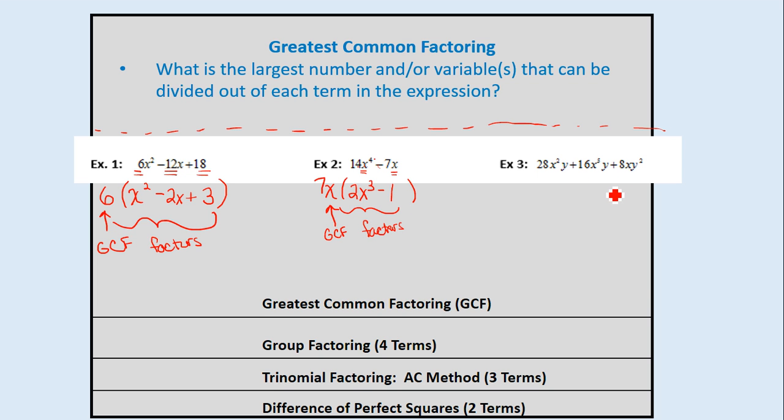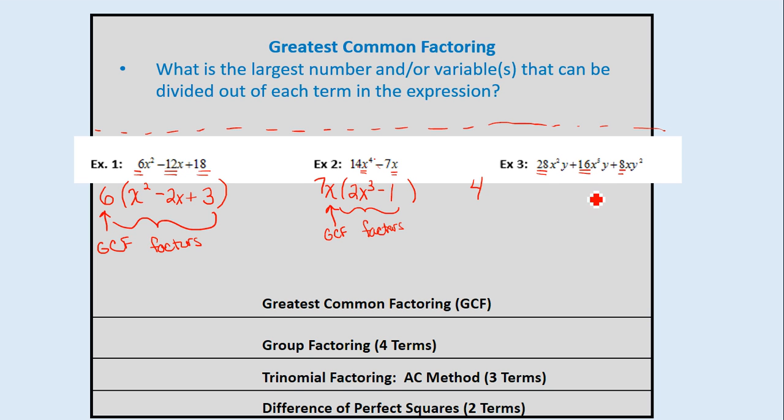So example 3. This one has x's and y's in it. Look at that. So 28x squared y plus 16x to the fifth y plus 8xy squared. Well, let's take a look at just those numbers. 28, 16, and 8. What's the greatest number that I could divide out of each of those numerical values? Or what's the greatest coefficient I could divide out? I could divide all of those by the number 4. So if I pop a number 4 out in front, that'll be a part of my greatest common factor.